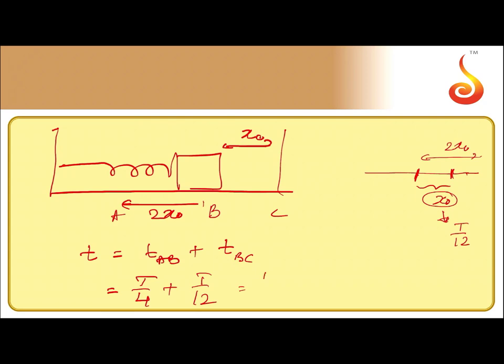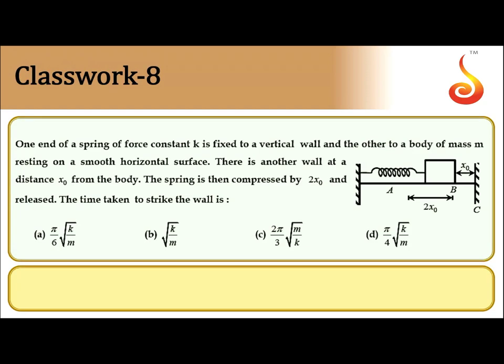That is T divided by 3. So the total time taken is T divided by 3. And this is 1/3 of 2 pi root m divided by k. So this is the total time taken by the particle or block to travel from the compressed end to the wall. C is our correct choice.